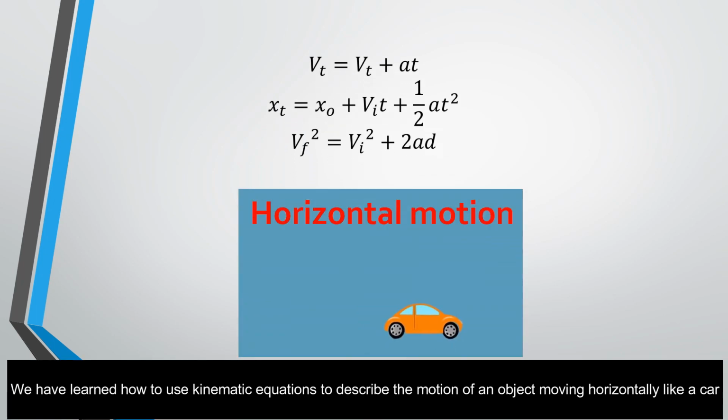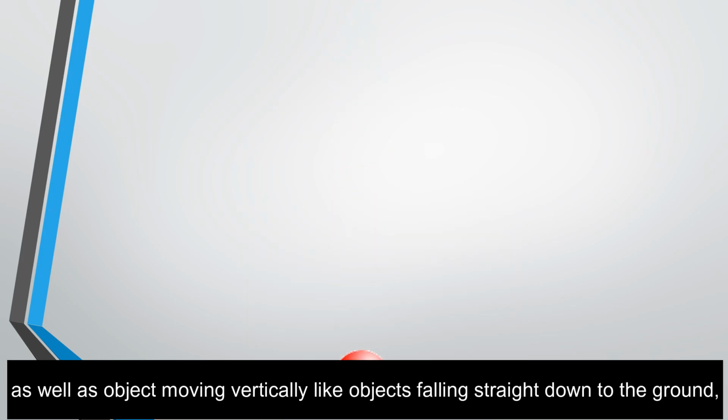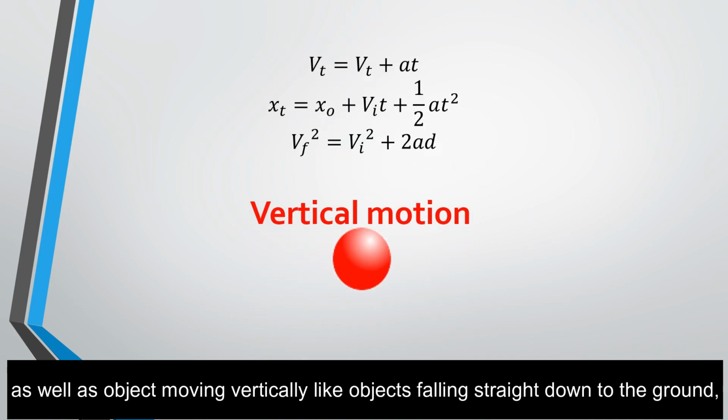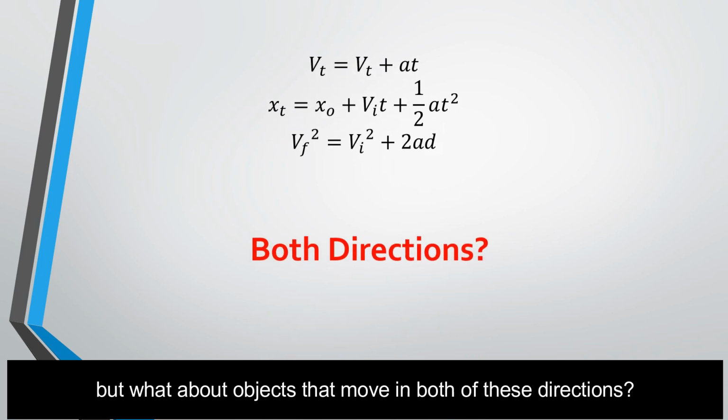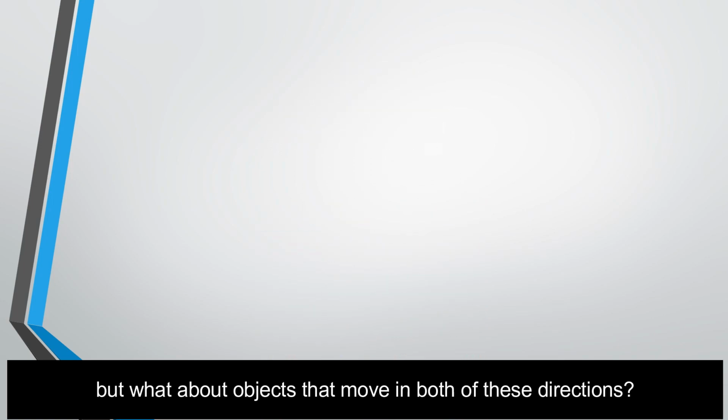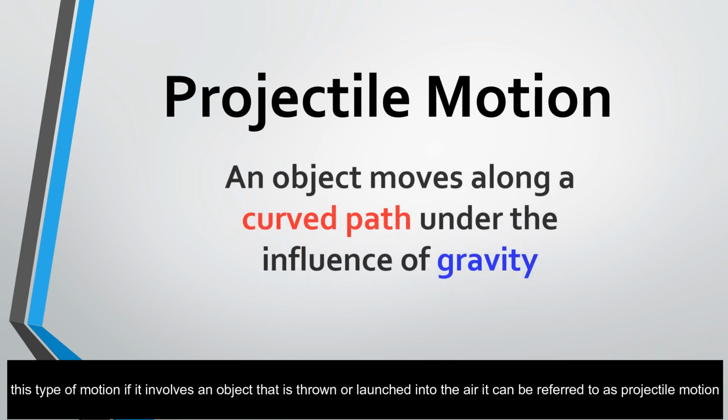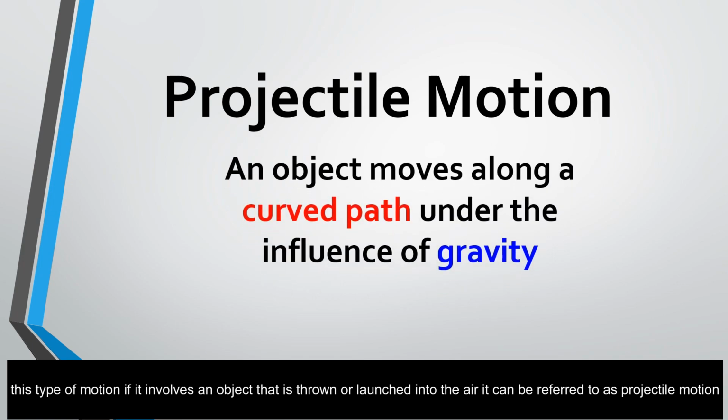We have learned how to use kinetic equations to describe the motion of an object moving horizontally, like a car, as well as an object moving vertically, like an object falling straight down to the ground. But what about an object that moves in both of these directions? This type of motion, if it involves an object that is thrown or launched into the air, can be referred to as projectile motion.